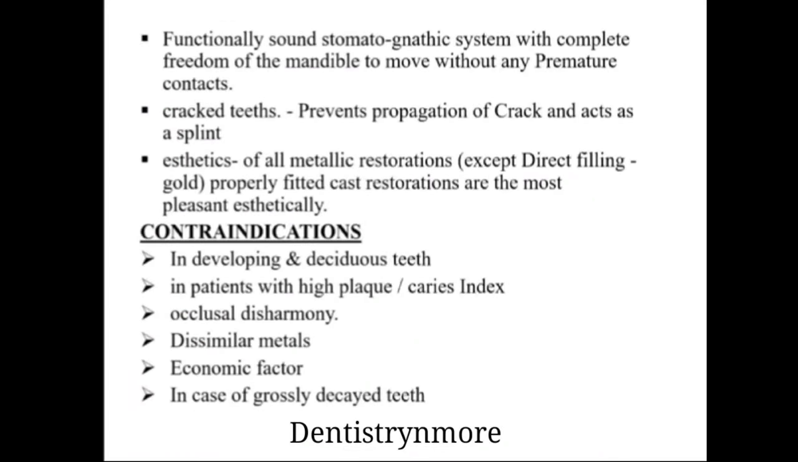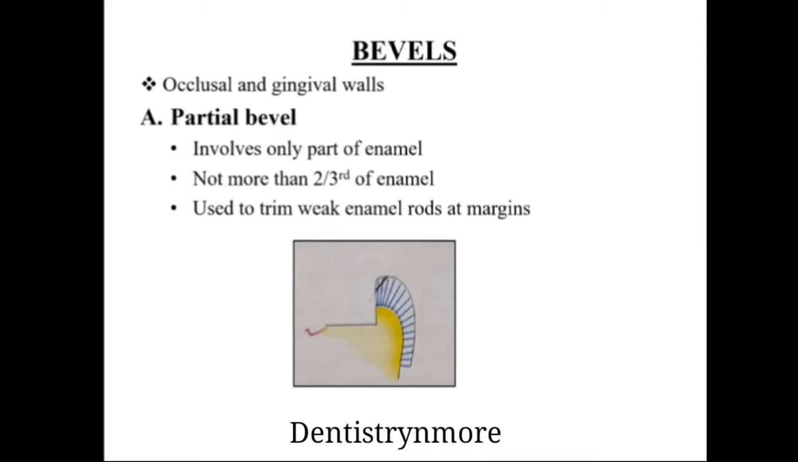And next one is contraindications: developing or deciduous teeth, patients with high plaque or caries index, economic factor, dissimilar metals, in case of grossly decayed tooth. Next one is bevel. So the bevel can be of various types.